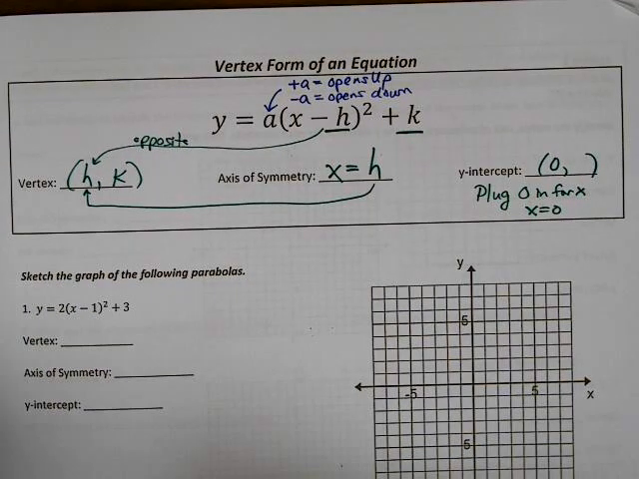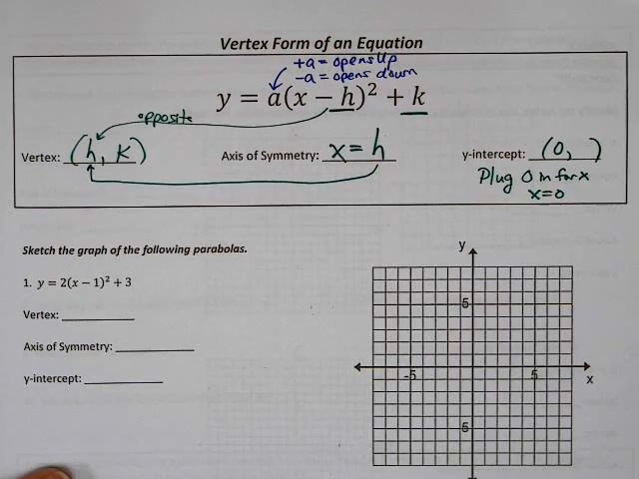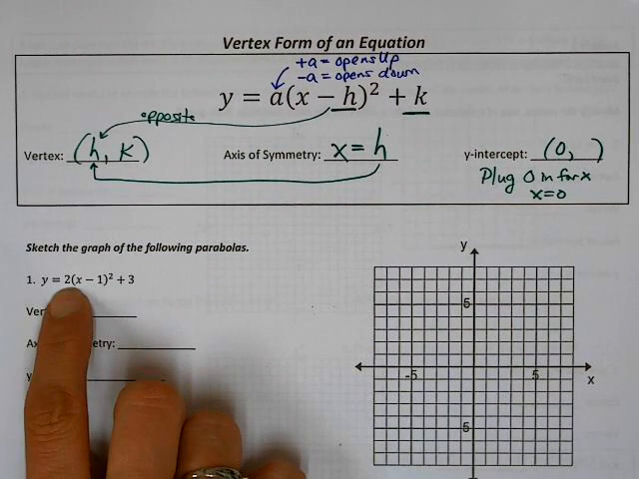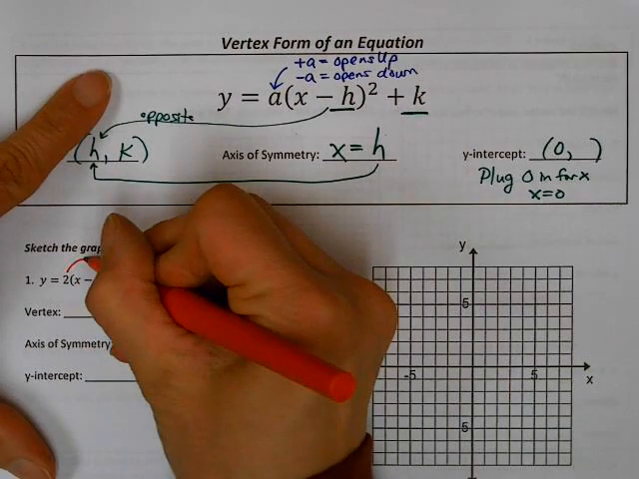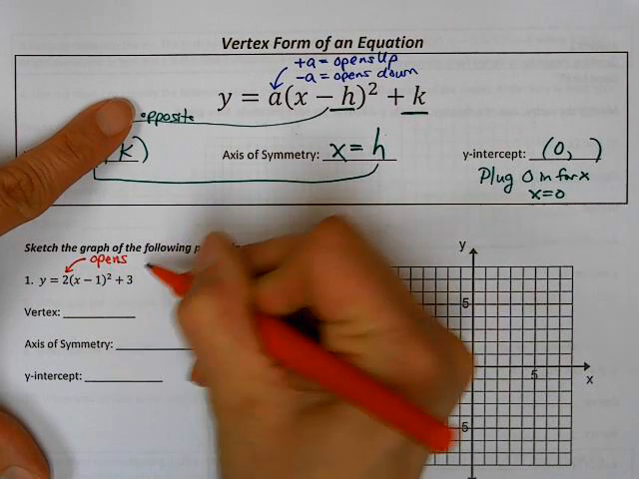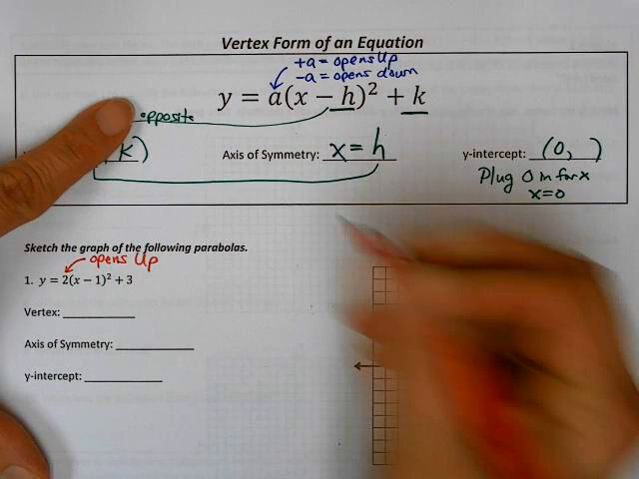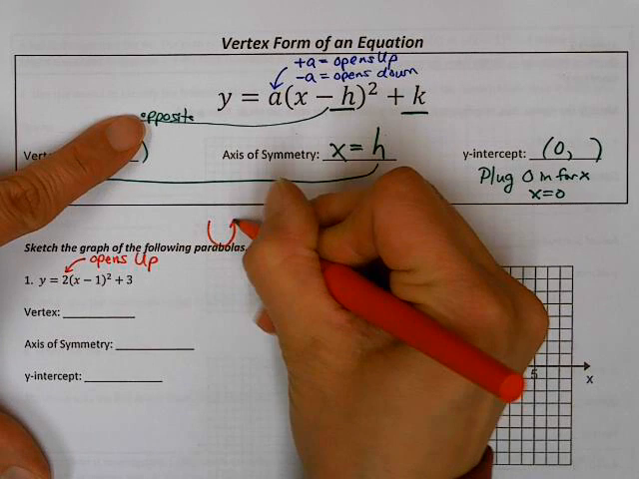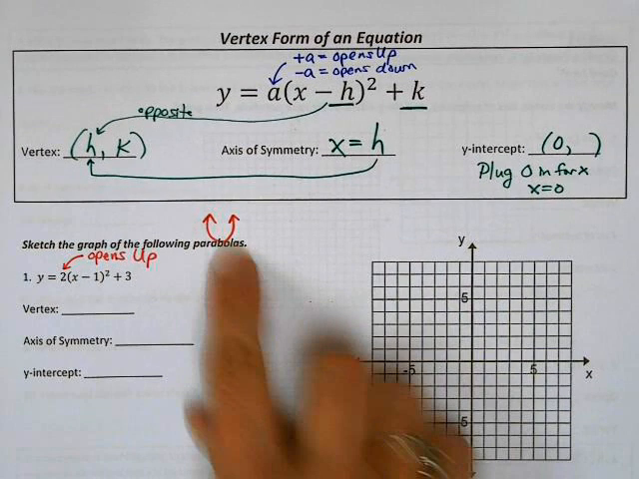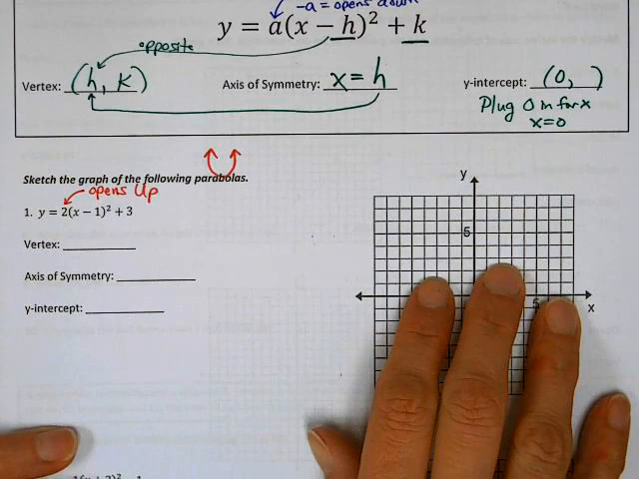All right, here's your official notes. I'm going to walk you through a couple till you get better. We'll practice this in class tomorrow. Looking at this, I'm looking at the a value right there. That's a positive, so I'm just going to write that the graph opens up. And I'm going to draw a little doodle. Make sure when I draw that it looks like that. The U shape opens up. I have to make sure I get that on the graph paper.